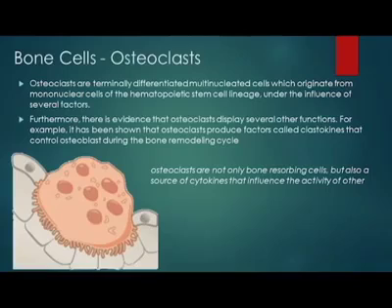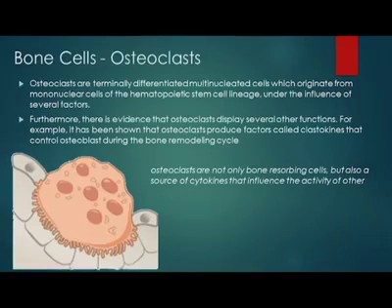Then the third type of cells are osteoclasts. They are terminally differentiated multinucleated cells which originate from mononuclear cells of the hematopoietic stem cell lineage under the influence of several factors.